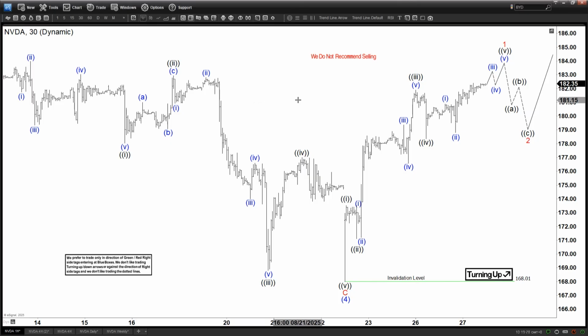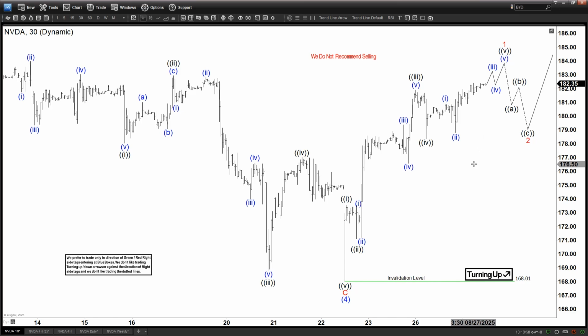Today is August the 27th and the chart of the day for today is Nvidia. 30 minutes time frame, you can consider this as a 1 hour chart. We can see right here, as always, we're going to explain the primary view as well as the alternate, as well as the general structure as educational purpose.